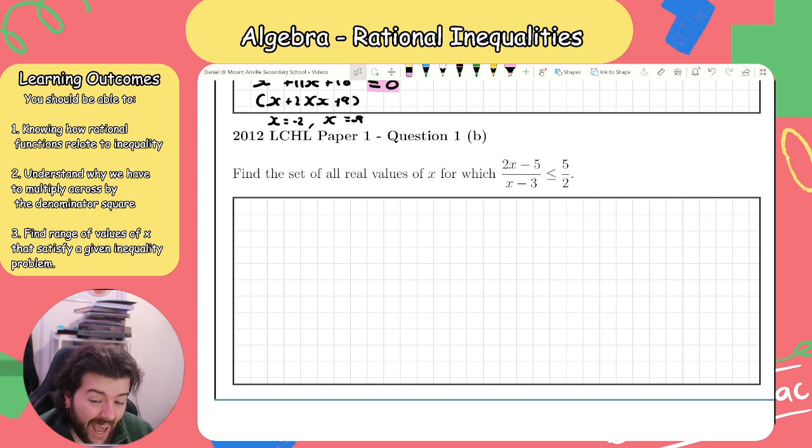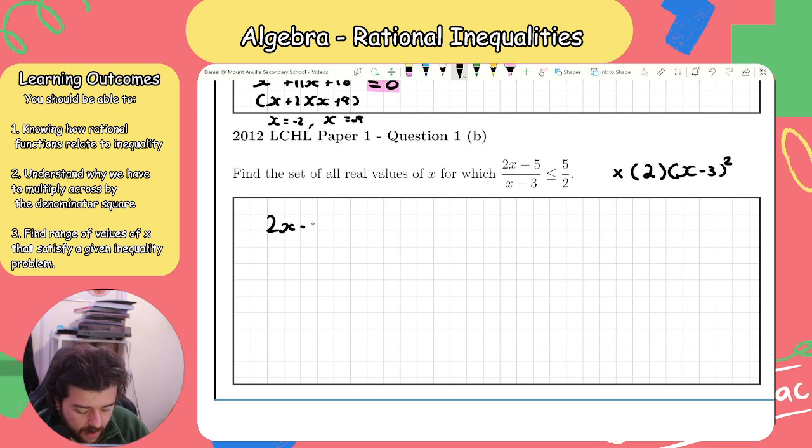So, I hate fractions. We don't like fractions. I want to get rid of my fractions. So first of all, I'm going to multiply both sides by 2 because I want to get rid of this one. Notice how I don't need to square the 2 because it's positive. So I can multiply across my inequality by a positive number, right? Then here, I need to multiply across by x minus 3. But remember, we don't know if that is positive or negative. So I have to say x minus 3 squared.